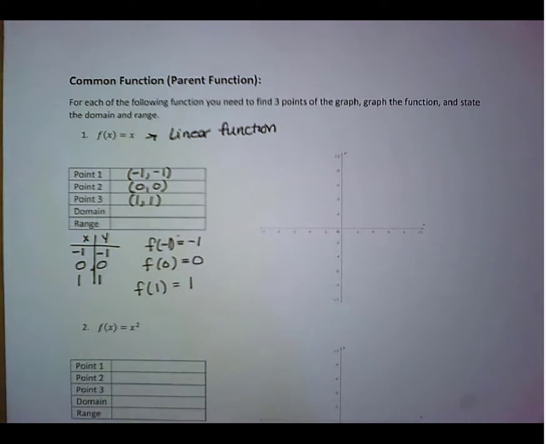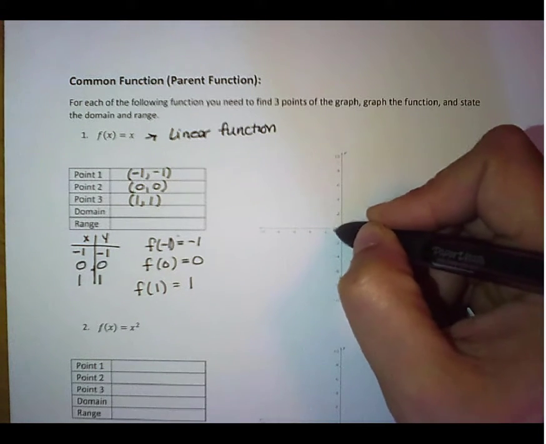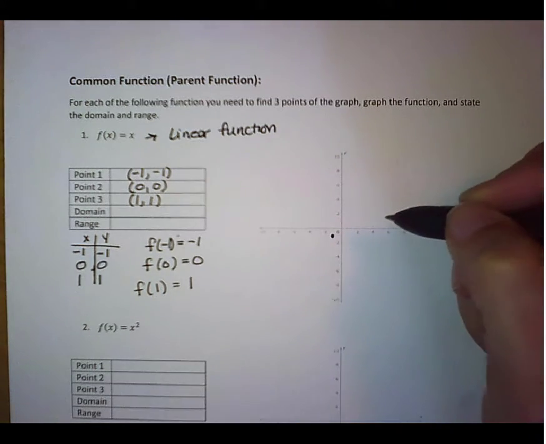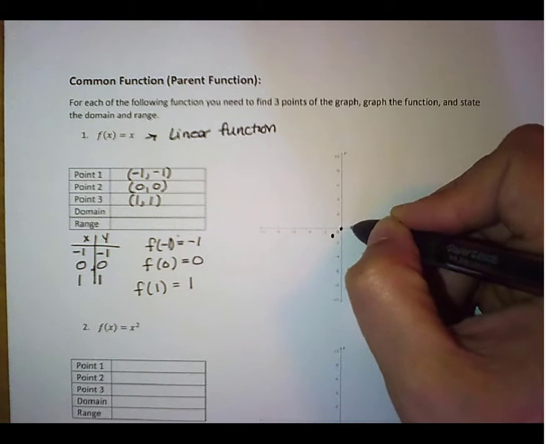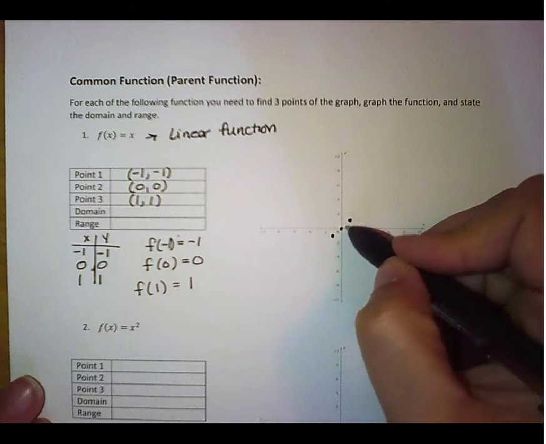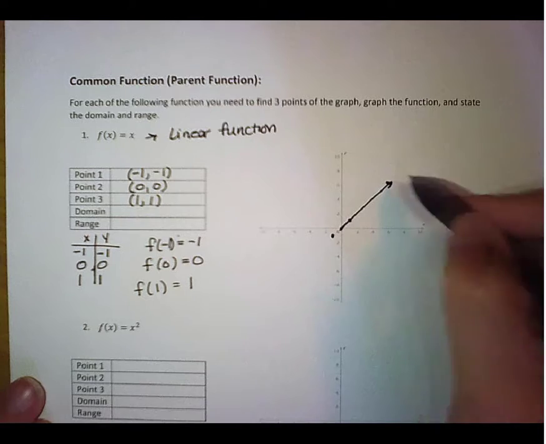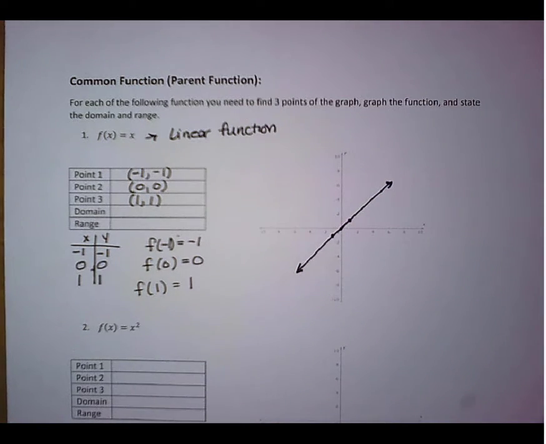So now we're going to graph these 3 points. Starting off with -1, -1, we're going to go to the left 1 and down 1. That's going to be about right there. We've got 0, 0, which is our origin, and then we're going to go to the right 1 and up 1, and what we end up getting is a nice straight line right through the origin. Okay, so that is our linear function, our f of x is equal to x. We have our 3 main points, -1, -1, 0, 0, and 1, 1.